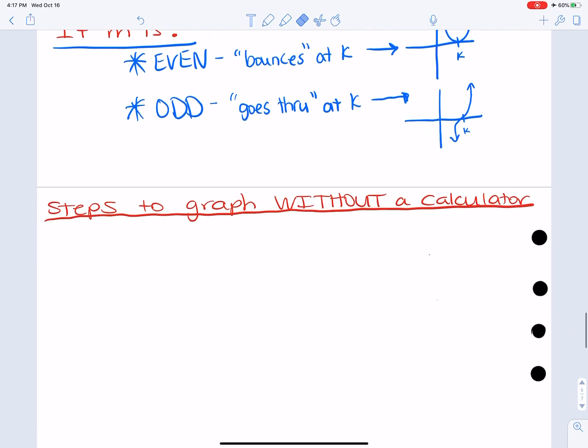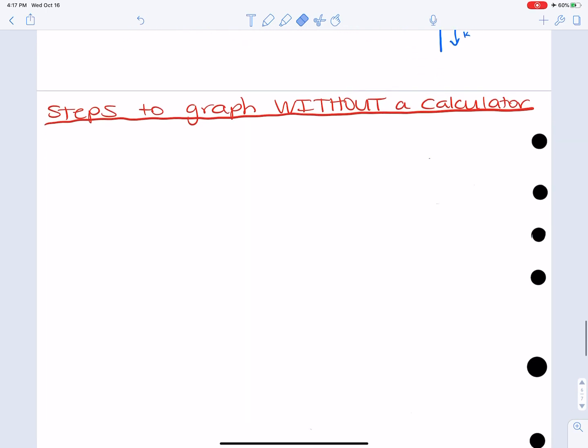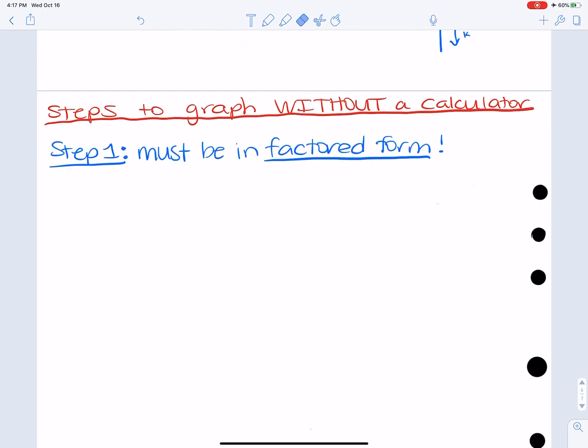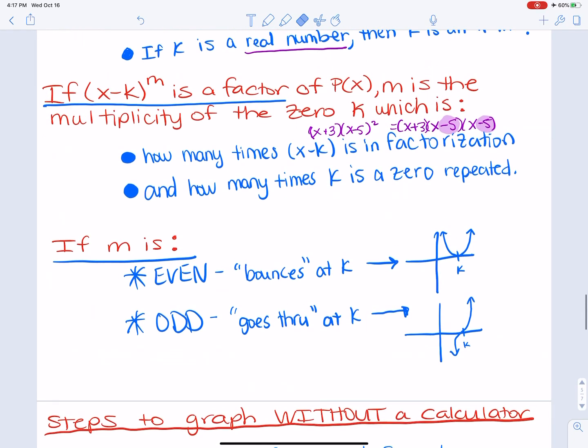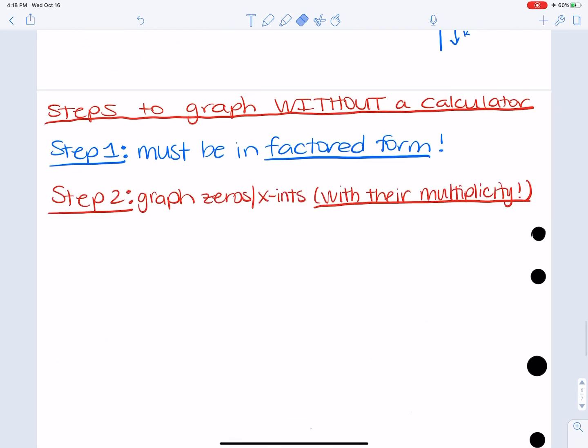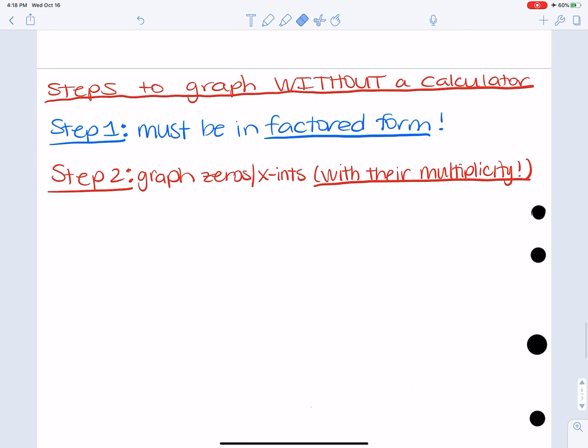Okay. Steps to graph without a calculator. Let's do that before we do the examples. Step 1, you must be in factored form. For example, like this: x plus 3 times x minus 5 squared. That is factored form. Step 2, you are going to graph the zeros or x-intercepts, but you have to include their multiplicity. If it's even, it's got to bounce. If it's odd, it's got to go through.